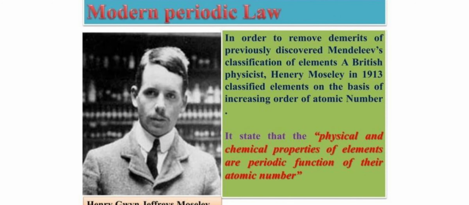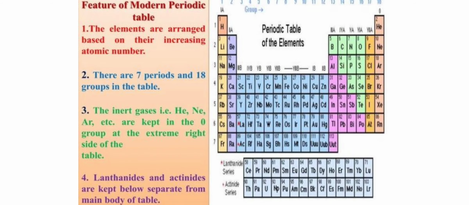Modern periodic law. In order to remove the demerits of Mendeleev's classification of elements, a British physicist, Moseley, based the classification on increasing atomic number. He is the correct person who took the atomic number to place the elements in the correct order. He stated that the physical and chemical properties of the elements are a periodic function of their atomic number. Please remember, he only said the atomic number principle.